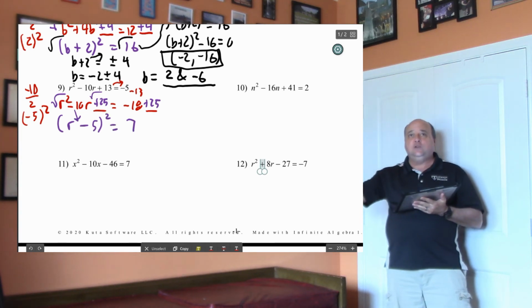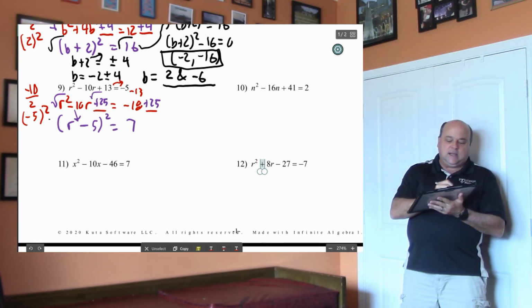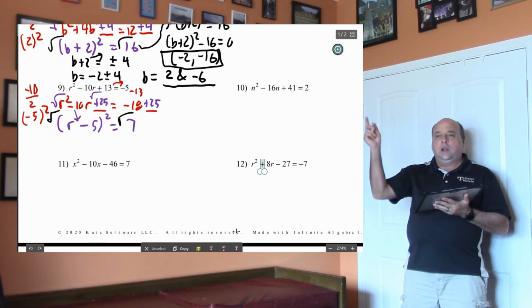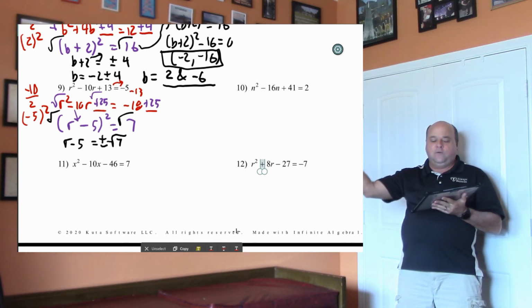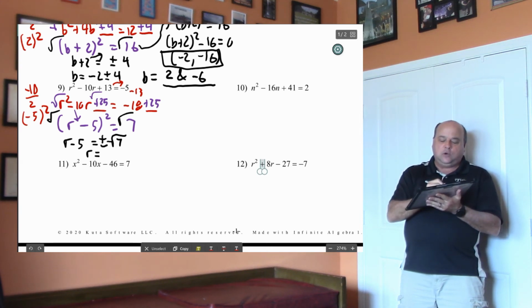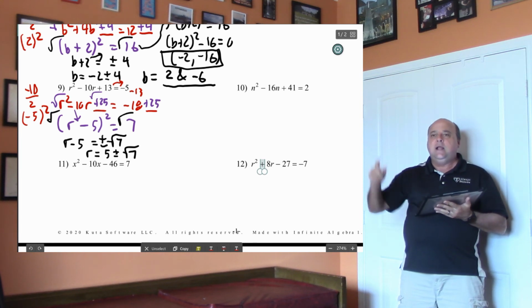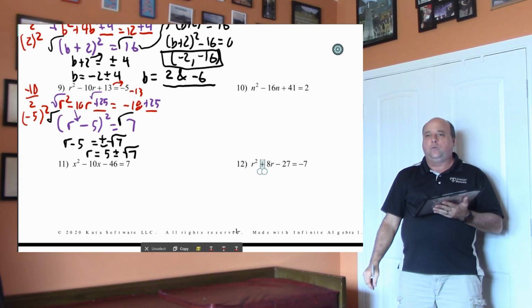The reason why I did this one is you can't get the square root of 7, can you? So we're going to square root both sides. On the left side, the second power goes away, so I'm going to have r minus 5 equals the square root of 7, and put plus or minus. Now then, move over the 5. When you move the 5 over, it turns into a positive 5. So r equals a positive 5 plus or minus the square root of 7. That's how it could be written. Those are the exact values of the roots.